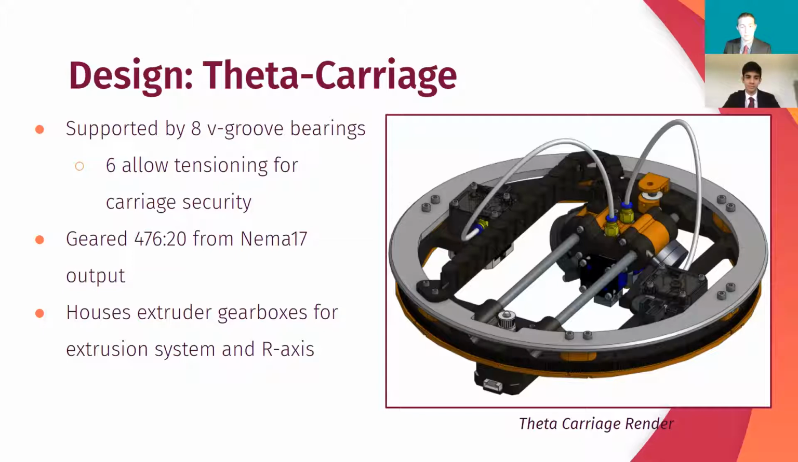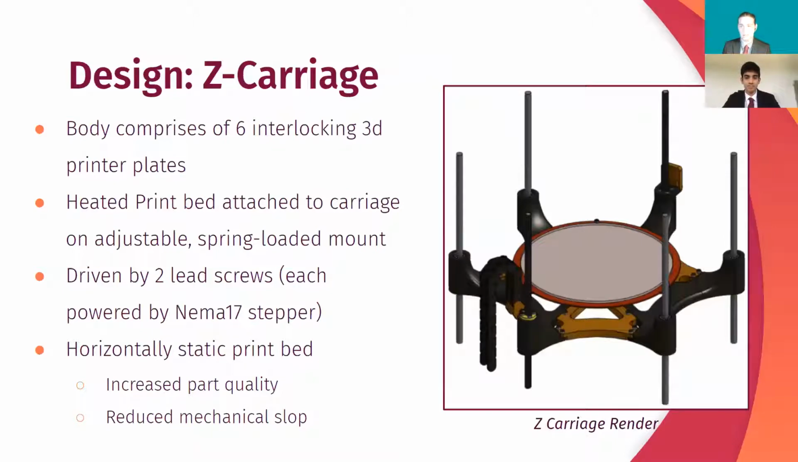And then, as mentioned before, as part of the Bowden setup, the actual extruder gearboxes are mounted within this carriage, where they can be mounted in a much easier manner. And then, last but not least, we have the Z carriage, which moves along the Z-axis with the progression of the print.